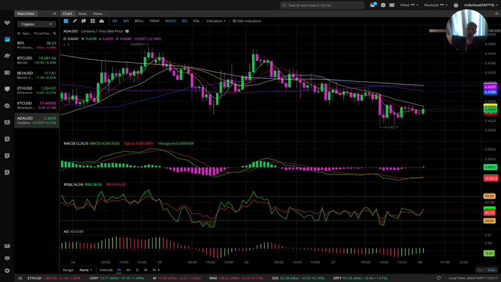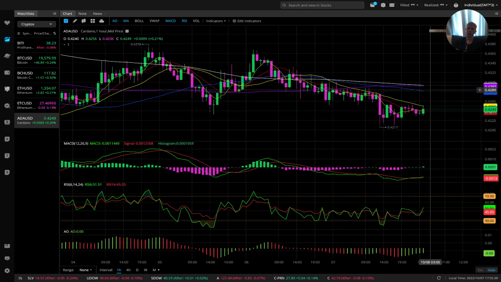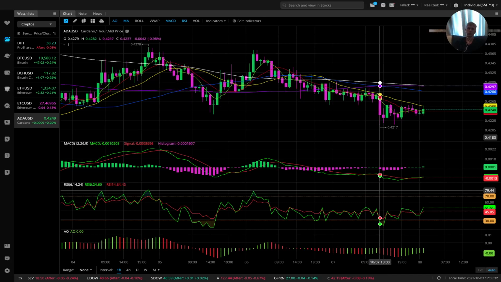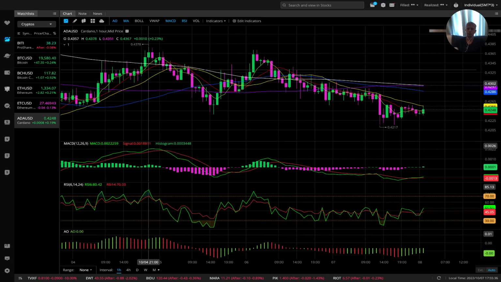Well, all indicators are in a bullish trend. It's all in a bullish trend. But still below MA 20, 50, 100 and 200. That's all updates.